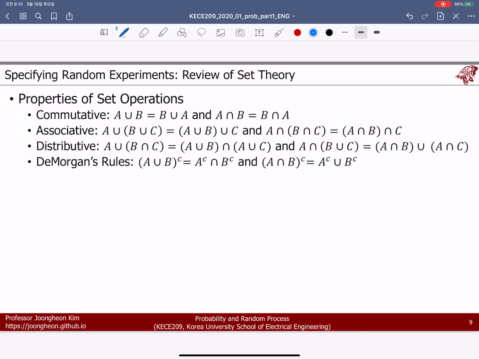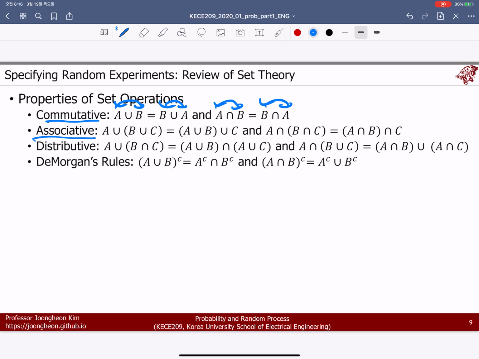So now we will look at the basic properties of set operations. The first one is the commutative law, which means that we can swap A and B. We can swap A and B. Okay, so that's called the commutative law. It's very straightforward, so let me skip the proof for this one. And then the other one is the associative law.